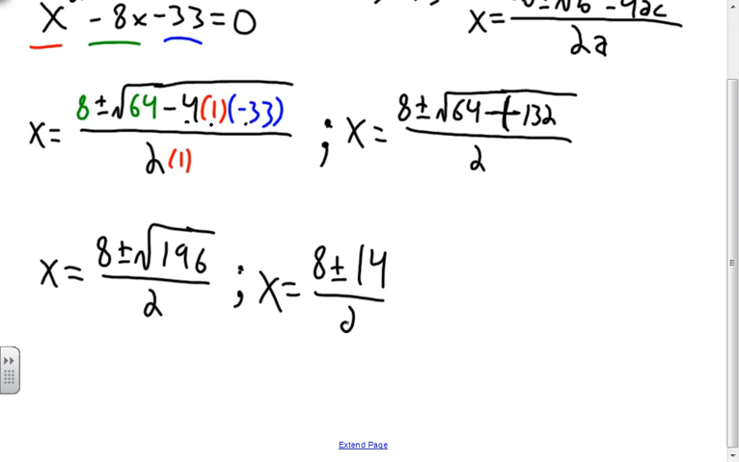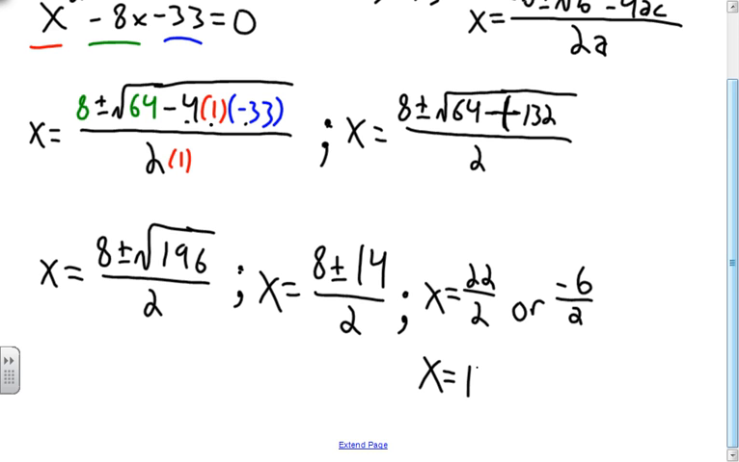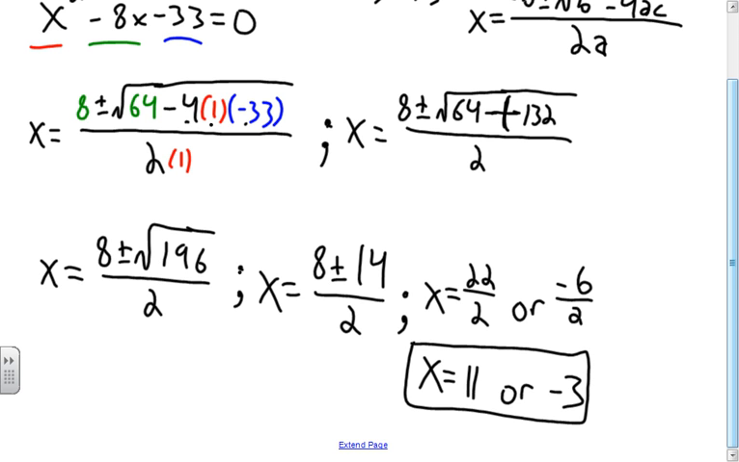Now, in one case, we would say x equals 8 plus 14 over 2. And 8 plus 14 would be 22 over 2. Or if we did 8 minus 14, that would be negative 6 over 2. Then from here, simplify those down, we'd say x equals 11 or negative 3. Because 22 over 2 is 11. Negative 6 divided by 2 is negative 3. So this is our final answer.